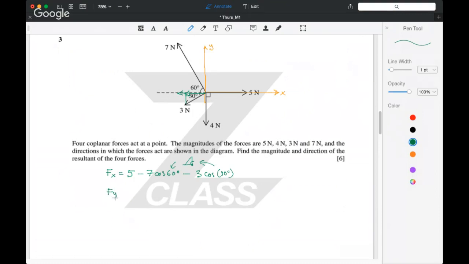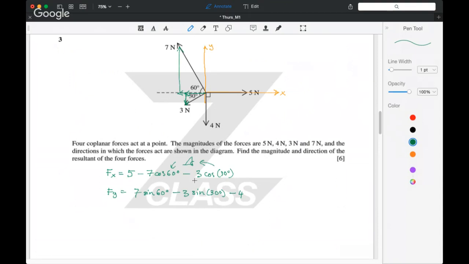And you do the same with y. For Fy, this 5 Newton force doesn't affect it. This one is upwards, its y component is in the positive direction, so it's plus 7 sine of 60 degrees. And this one is pointing a little bit downwards, that's where its component goes, so it has to be minus 3 sine of 30 degrees. And this last one is pointing completely down in the y direction, so we have a minus 4. And that's all you need to know.